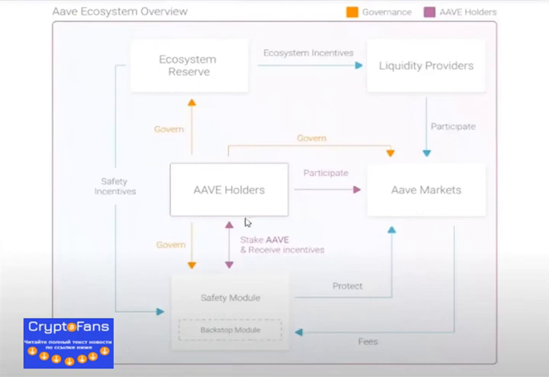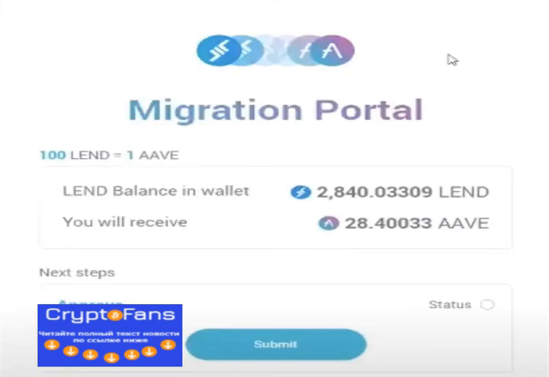One big change is the supply is being reduced by a factor of 100. The LEND to AAVE exchange rate is 100:1. In the example below, LEND converts to 28.4 AAVE. This is basically a reverse stock split, lowering the total number of tokens by a factor of 100.